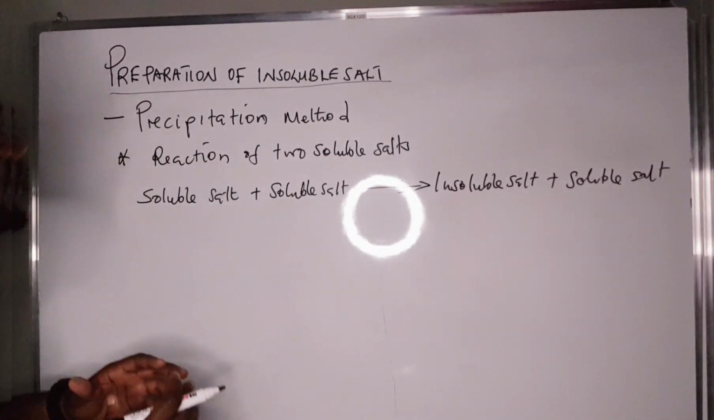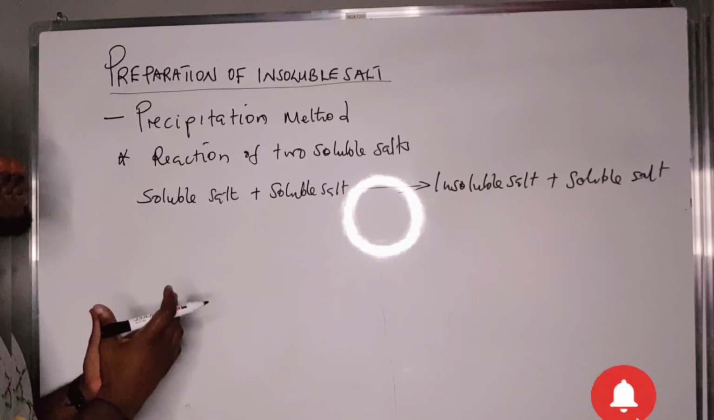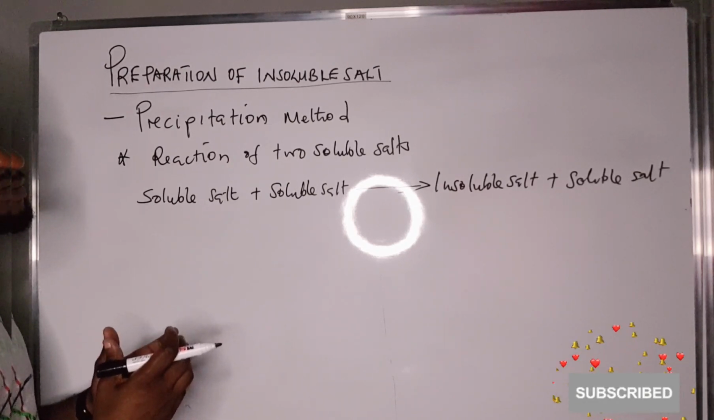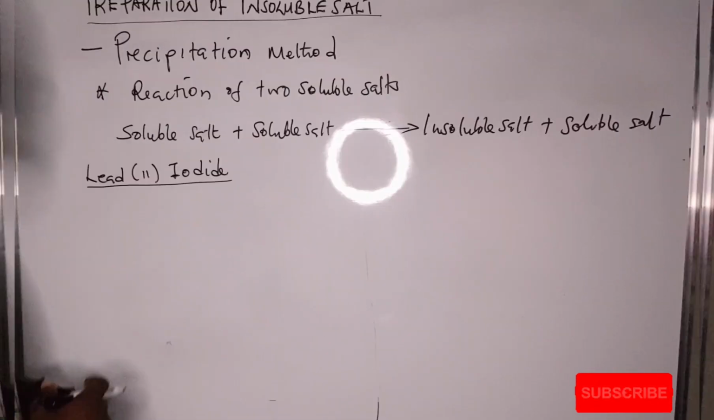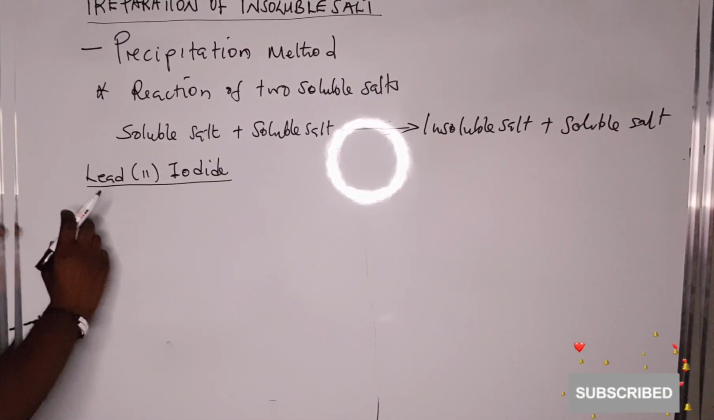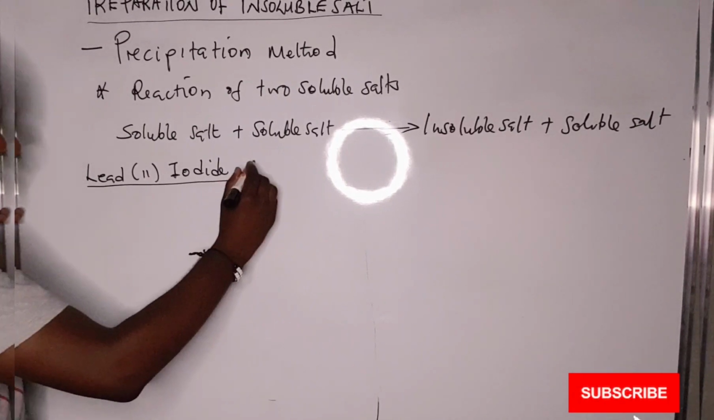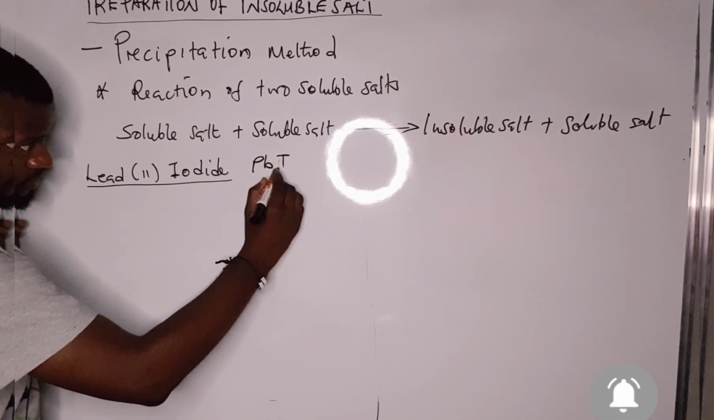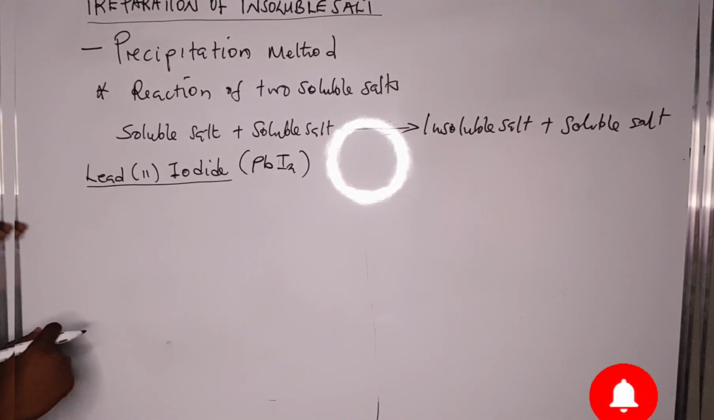So under this method, you are supposed to use two soluble salts in order to have an insoluble salt and a soluble salt. So for example, if we are preparing an insoluble salt, which is lead iodide, we are preparing this one.